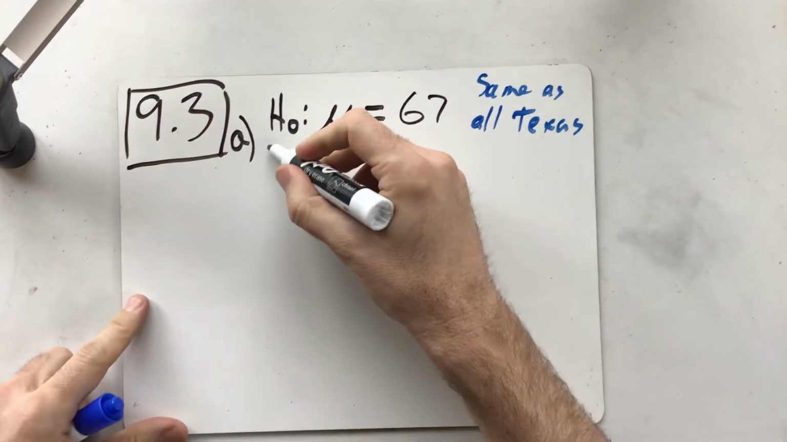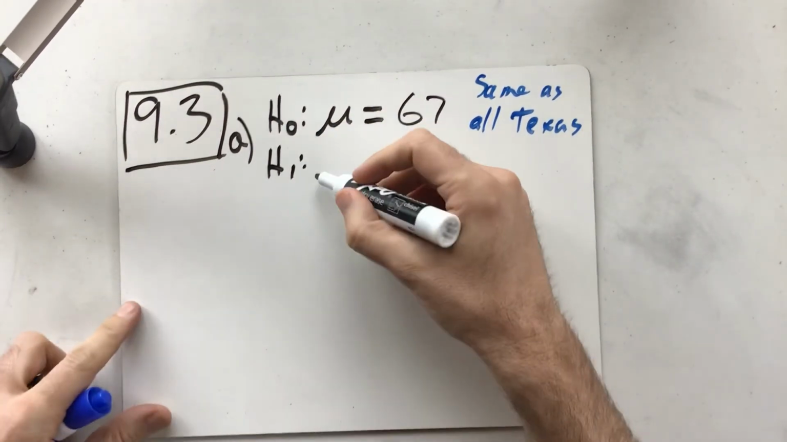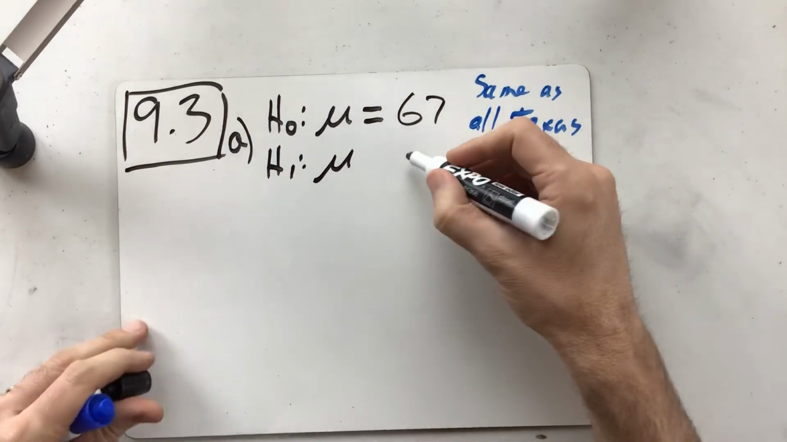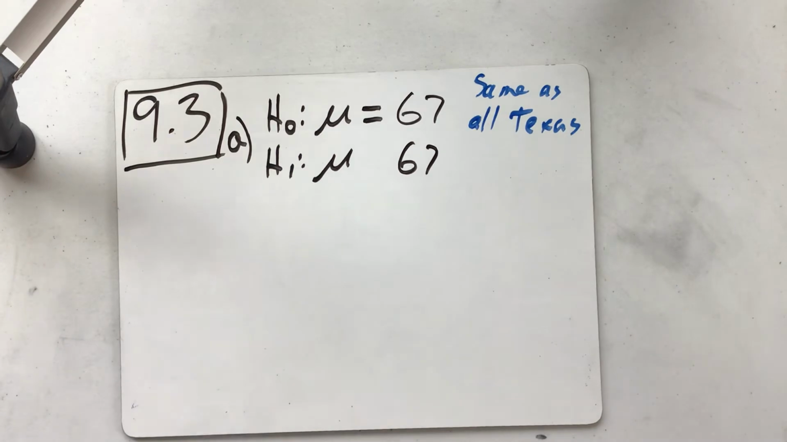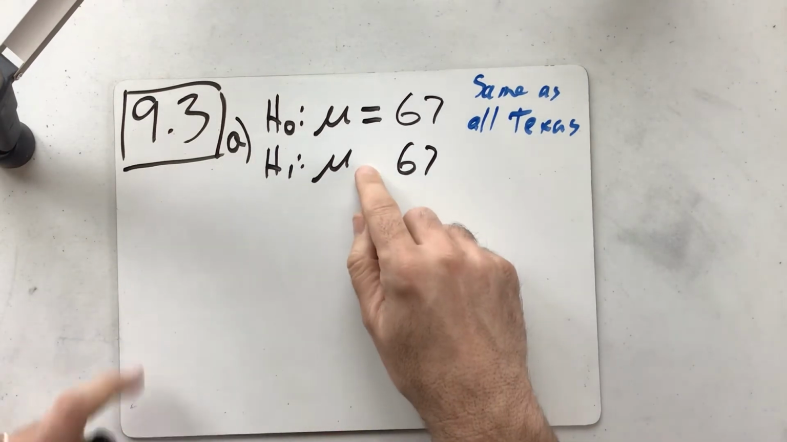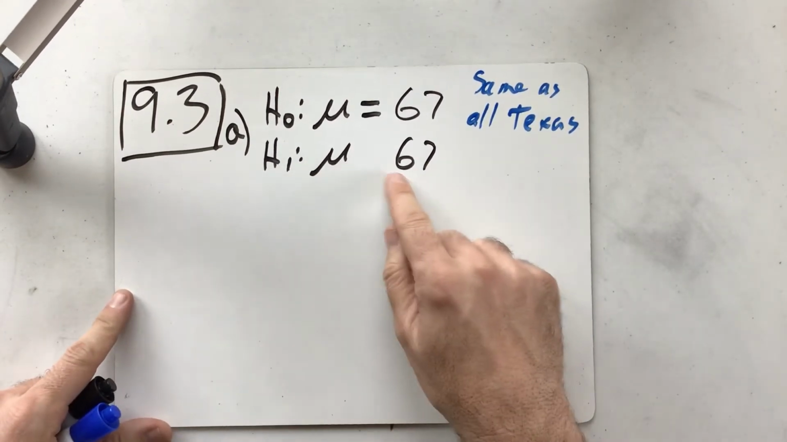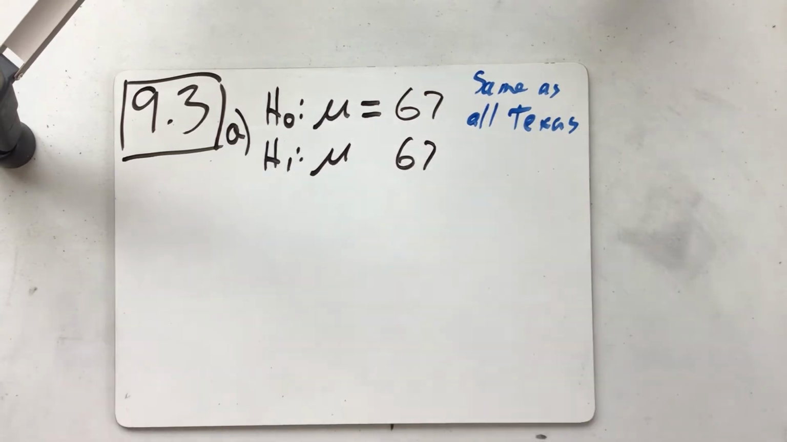But what is our alternative hypothesis? And that's where, by the way, we know it's going to be 67. The number is always the same for the null and the alternative. The only question is, what symbol do we put here? Are we testing whether it's greater? Are we testing whether it's smaller? Are we testing whether it's not equal to?